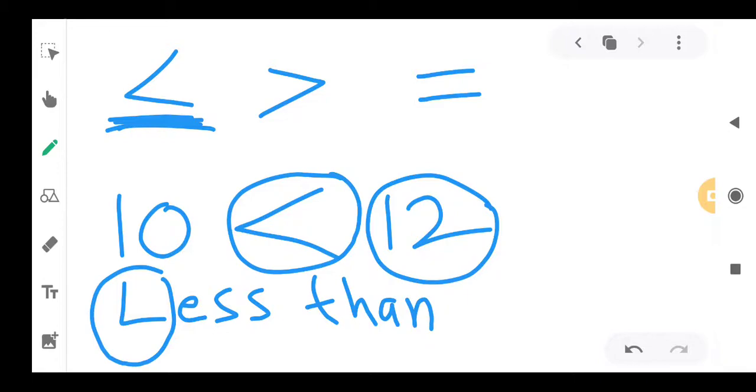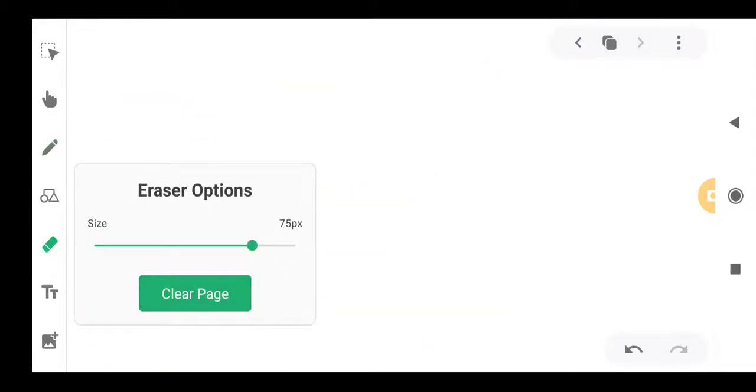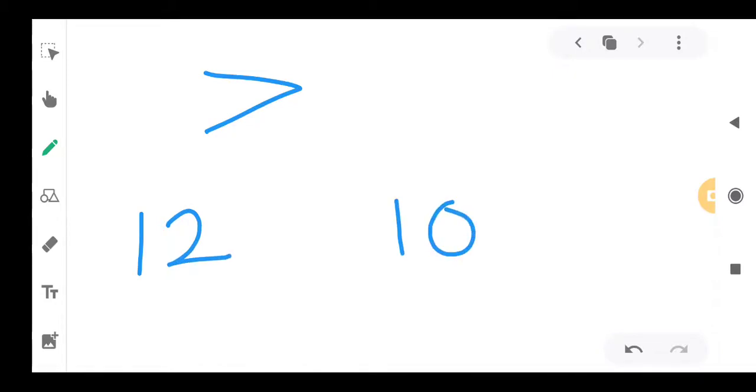Okay. After that greater than. How we use greater than? See, this is the greater than symbol. For example, same 12 is here, 10 is here. Now we have to put this symbol greater than. Now we have to read that 12 greater than 10. Okay.